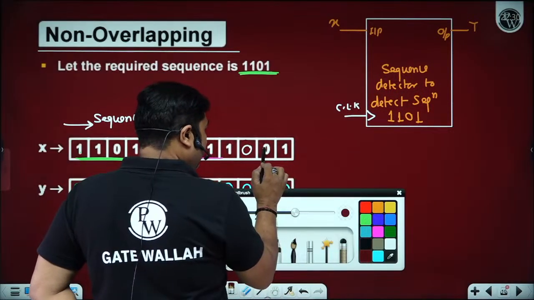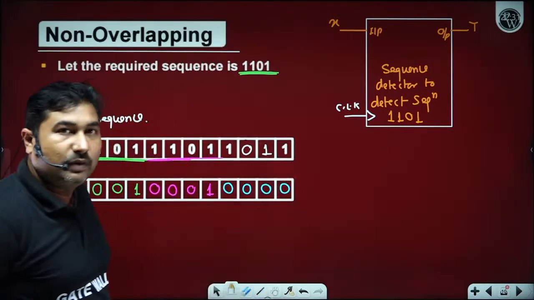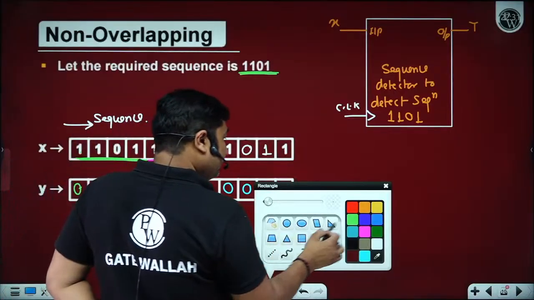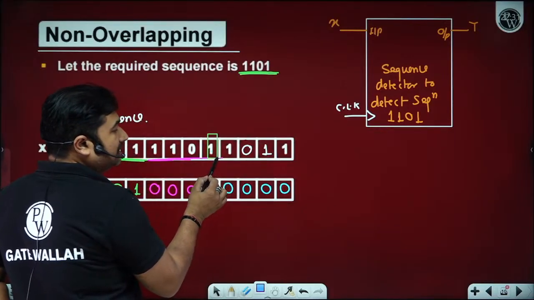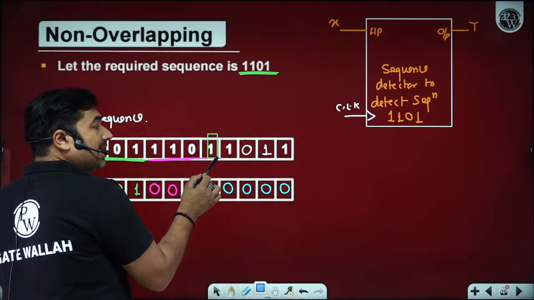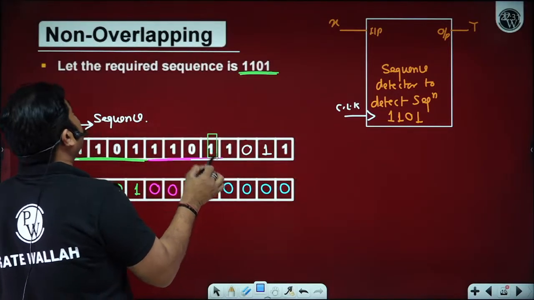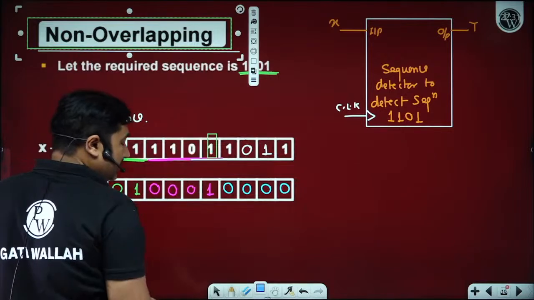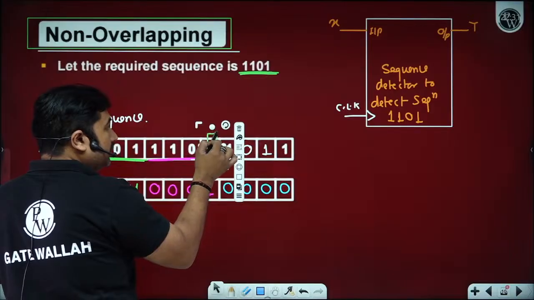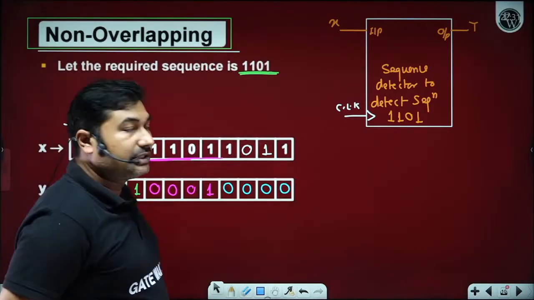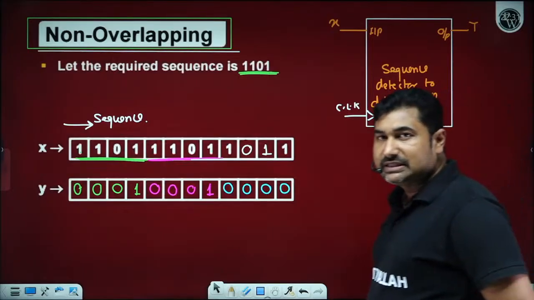Let me modify it further. We have to design 1101. So we are getting 1101, but in this one bit got overlapped. The last bit of the previous sequence can't be the first bit of the next sequence in a non-overlapping sequence detector. So for the last 4 bits we are getting 0, 0, 0 only. How many of you now understand a non-overlapping sequence detector?